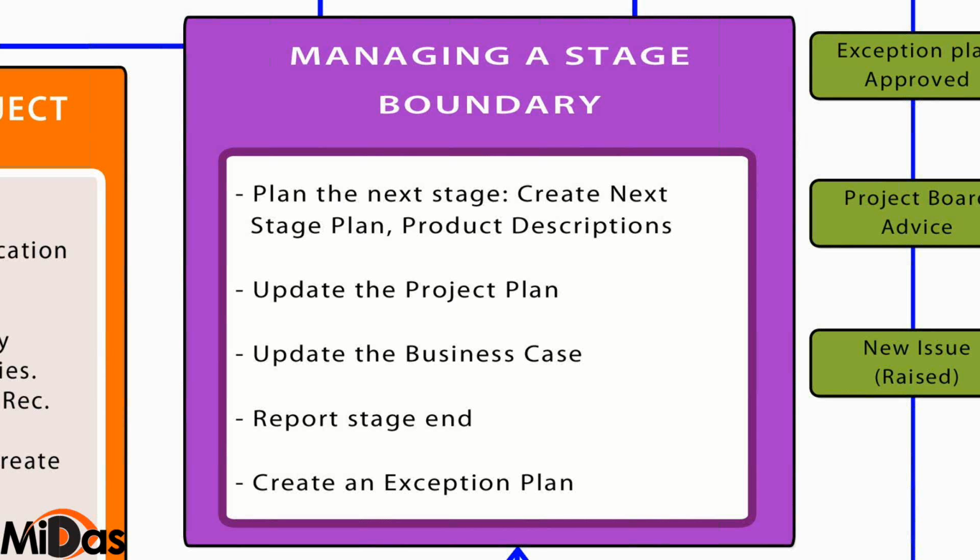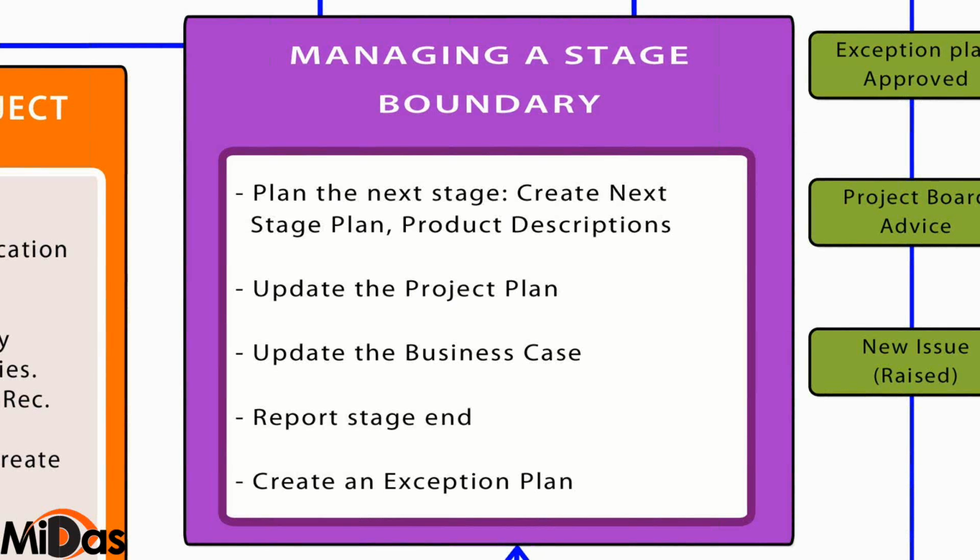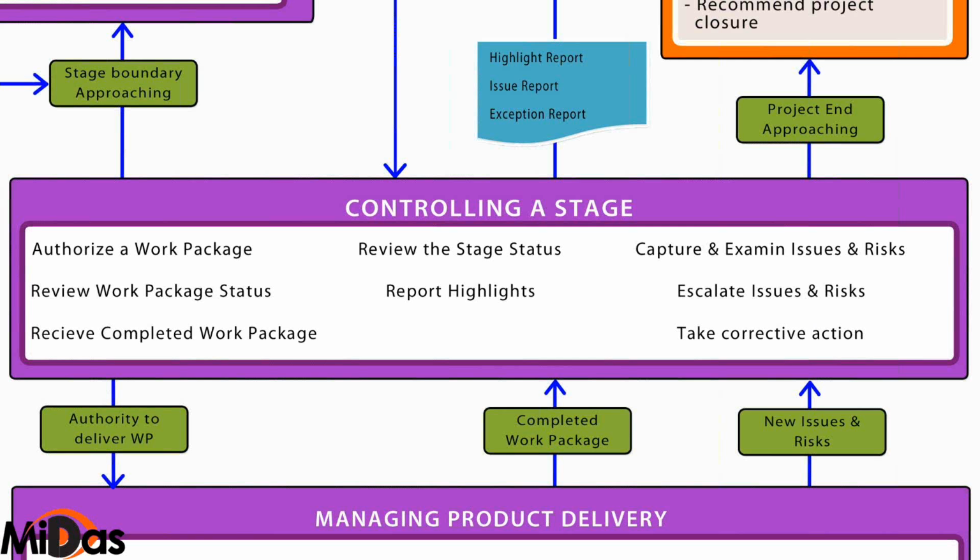And you send the appropriate documents to the project board, based on which they'll either approve the next stage, or they'll ask you to close the project because the business case is no more justified. If this is the final stage in the project, you don't need to plan the next stage. There's no stage after this. This is the final stage. So you don't go to stage boundary, but you see something called project end approaching.